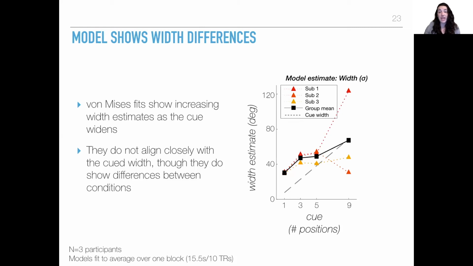We can compare them to the actual width of the cue, indicated by the dashed gray line. Though the width estimates increase with cue width, they do not mimic the actual width of the cue. So given that the model recovered our parameters of interest well when averaging over blocks of 10 TRs, we next wanted to determine whether it would continue to do so at even shorter timescales.